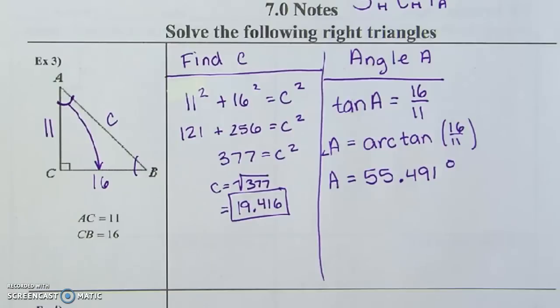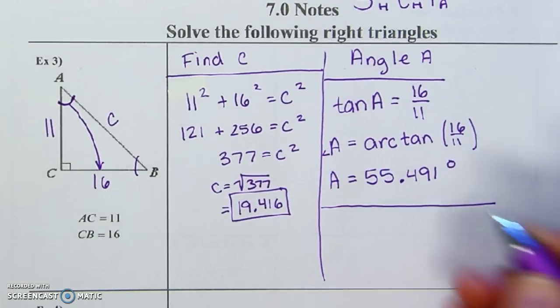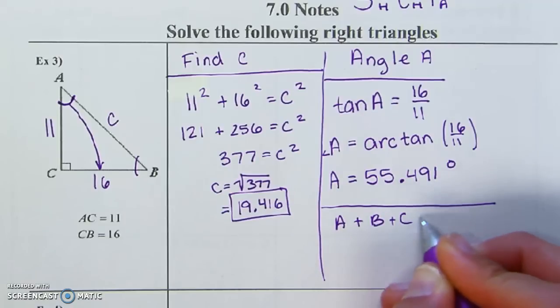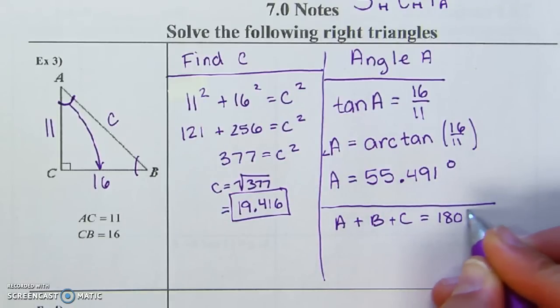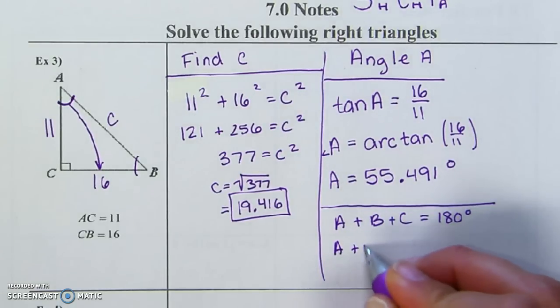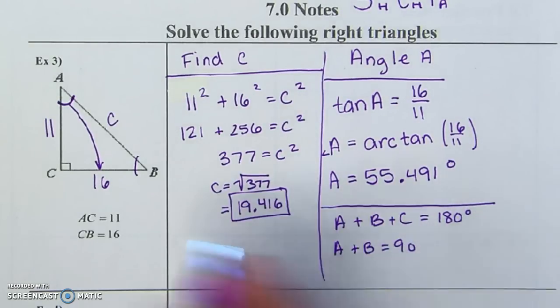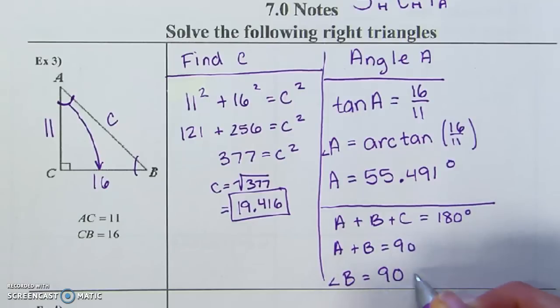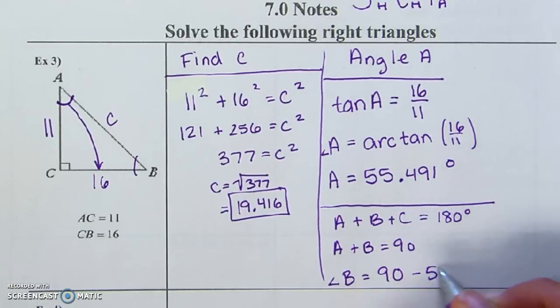All right. Now, do we need trig to find angle B? Nope, we don't, because angles A plus B plus C must add up to 180 degrees. And also angles A plus angle B must add up to 90 because C is already 90. So to find angle B, we're going to do 90 degrees minus the answer we just got for angle A.